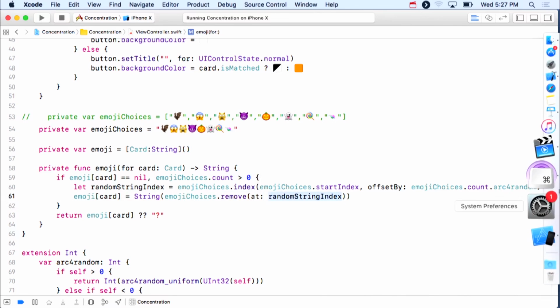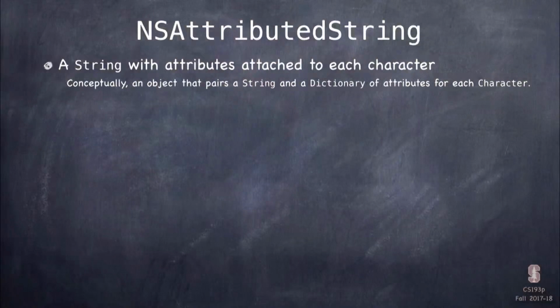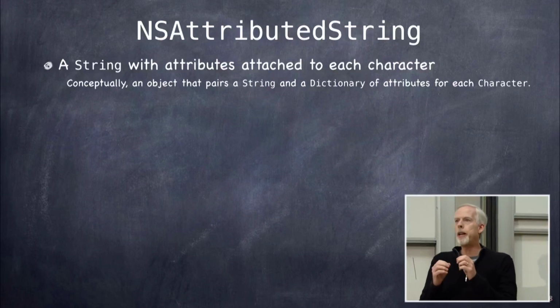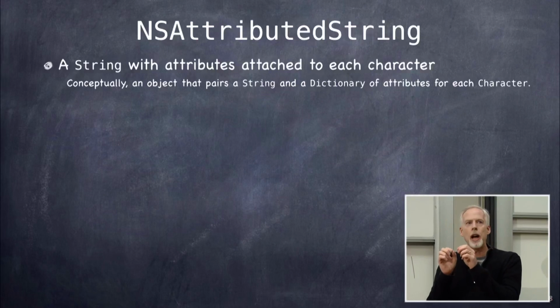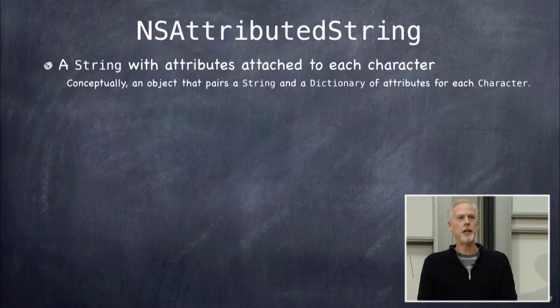All right, let's go back. Oops, not there. Here? No. Here. All right, let's talk about another class that has to do with strings, which is NSAttributedString. So NSAttributedString is a string where every character has a little dictionary associated with it, and that dictionary can have lots of little keys and values that say how to draw that character on screen.